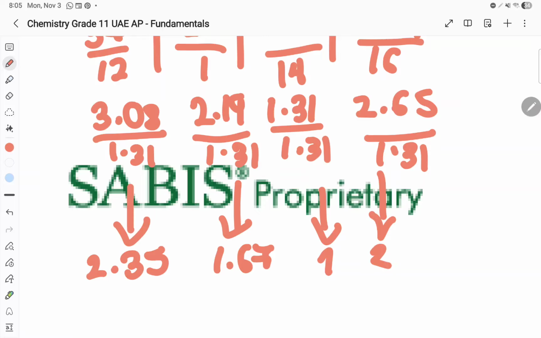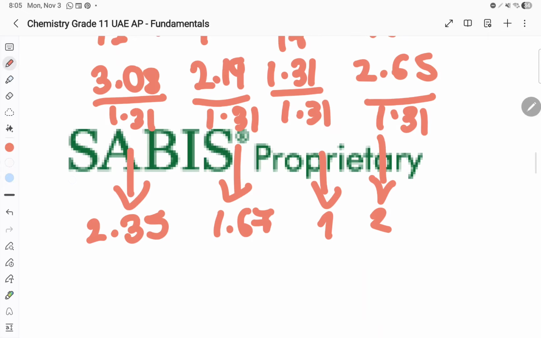Now we can never have a fraction. So you're going to multiply by a number until you get all of them whole. You're going to multiply it the first time by 2.